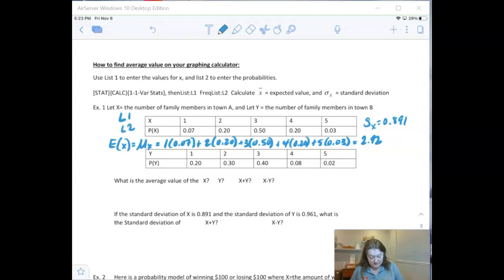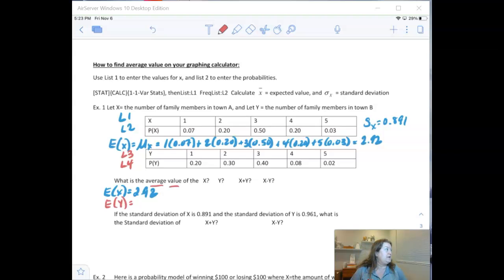Okay, all right, so then we're going to do the same thing again, and this time we're going to do this one as list 3 maybe and list 4 to find what the expected value is of Y. And remember, all that expected value stuff is right here. So I'm just going to go and recopy some of this. So the expected value of X is equal to 2.92. And now we're going to go and find the expected value of Y.